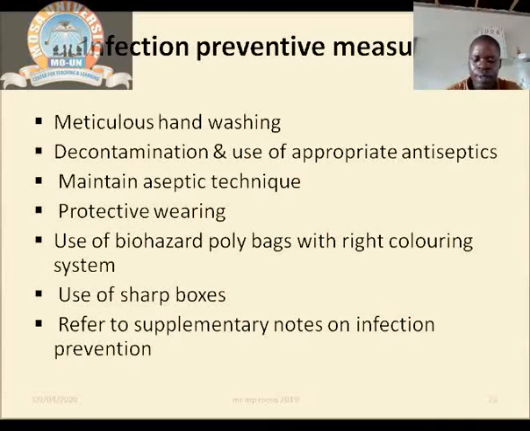We've come to the end of today's presentation. When we come next time, we'll start from the sterilization process.